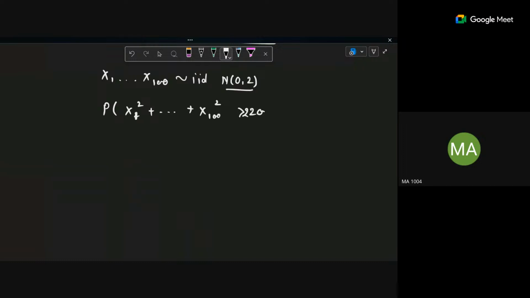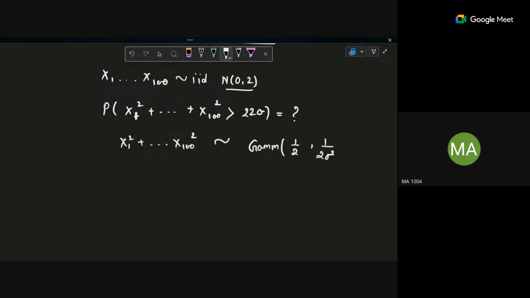Those who have covered the topics from week 8 might know one result. If xi's are independent normal random variables with mean 0 and variance sigma square, then xi square will follow a gamma distribution with parameters 1 by 2 and 1 by 2 sigma square. Are you sure?